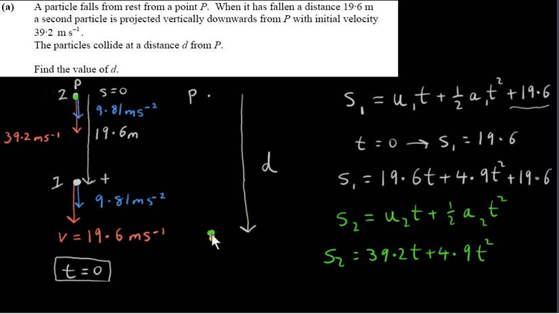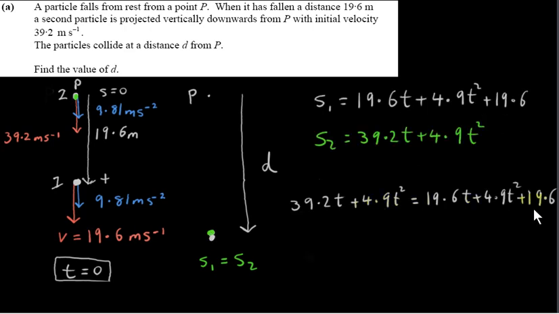Now when the objects collide, the distances of both objects from point P is the same. So s1 equals s2. So basically we just have to equate these two, and we solve for the time. And that will give us the time taken for both particles to be equidistant from point P. That means the time taken for both particles to collide. So when we solve this equation, we won't end up with a quadratic. We get just one solution. We get t equals 1. So it takes 1 second for the particles to collide.